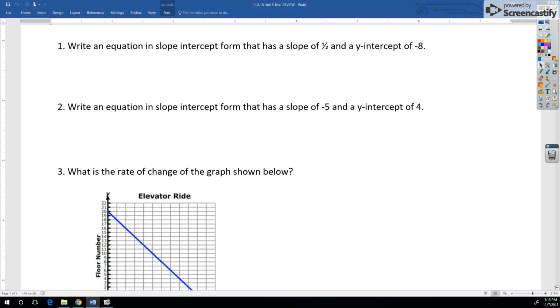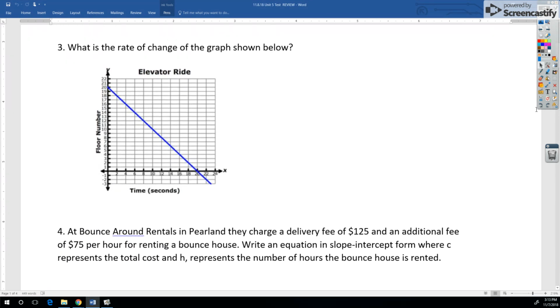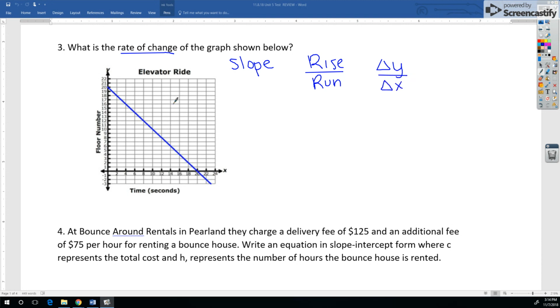Okay, now I'm going to find the rate of change from my graph. And of course, rate of change is just slope. So I'm looking for the rise over the run, or the change in y divided by the change in x.